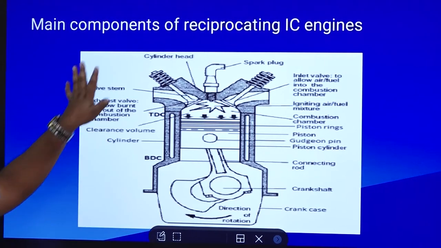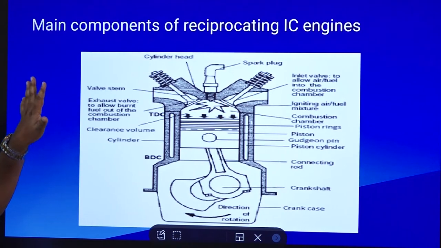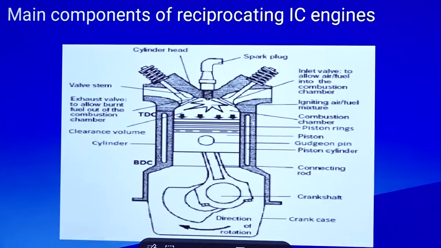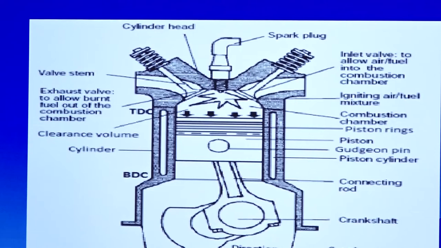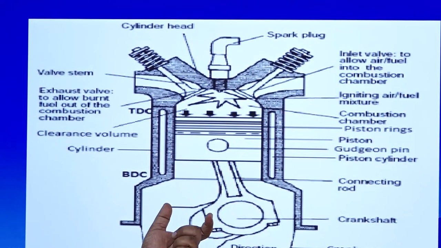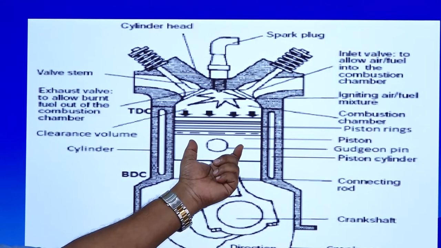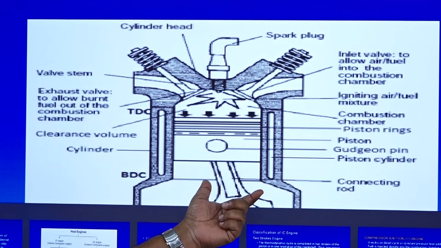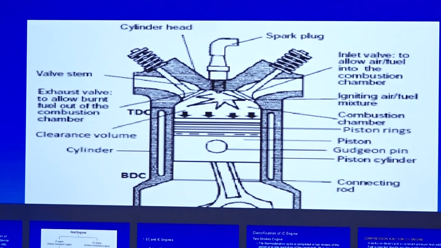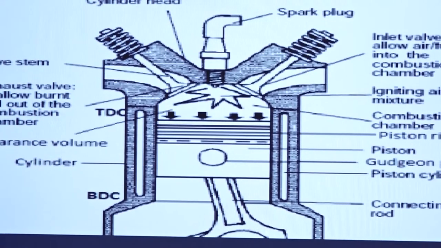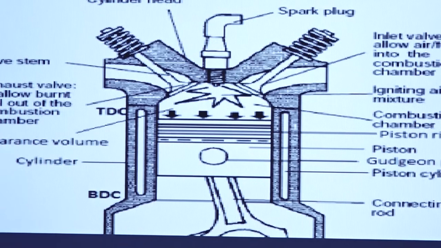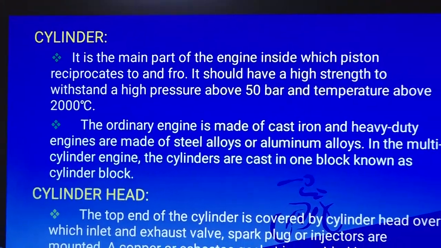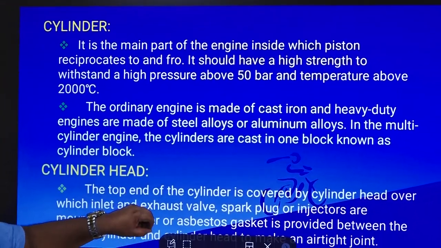If you go through the components of the engine and you are expecting some questions, you may get questions not about their functions, but about their material. What is the material that each and every part is made of? Especially, what is the material of the piston? What is the material of the piston rings? Then the connecting rod. You may get a question as match the following, or in multiple choice questions. So it is just an overall view of these parts, and you should know all this.